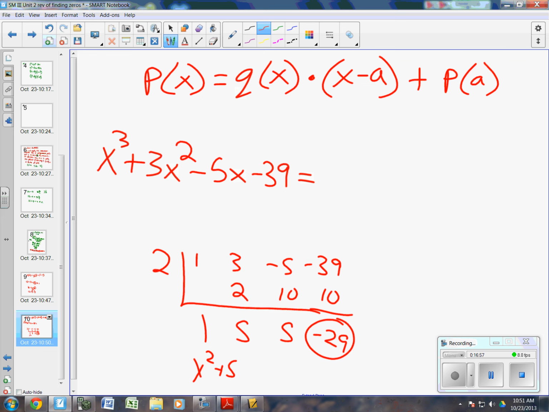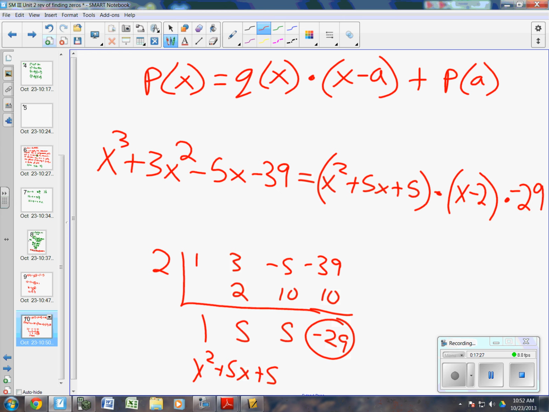So X squared plus 5x plus 5 is Q. We're going to take Q, X squared plus 5x plus 5, times, what was our factor, you guys? 2 is the solution, so how do you write it as a factor? X minus 2, that's right. X minus 2, plus the remainder. What's the remainder? Negative 29. Okay, study this out.